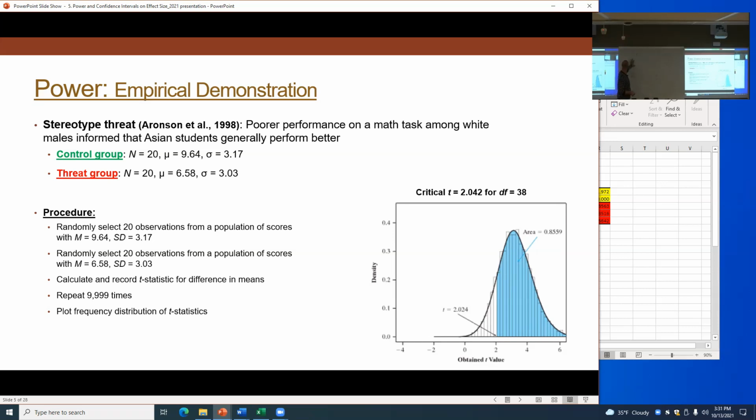So from the Aronson study, if we're presenting that straight on, I've got a population with a mean of 9.64 and a population with a mean of 6.58. I know that's not true, but it's my best stand-in. I create a distribution of scores here, sample 20 times from each, and then I just calculate my t-statistic and then just do this 10,000 different times. What I'm going to get is a sampling distribution of t-scores, right?